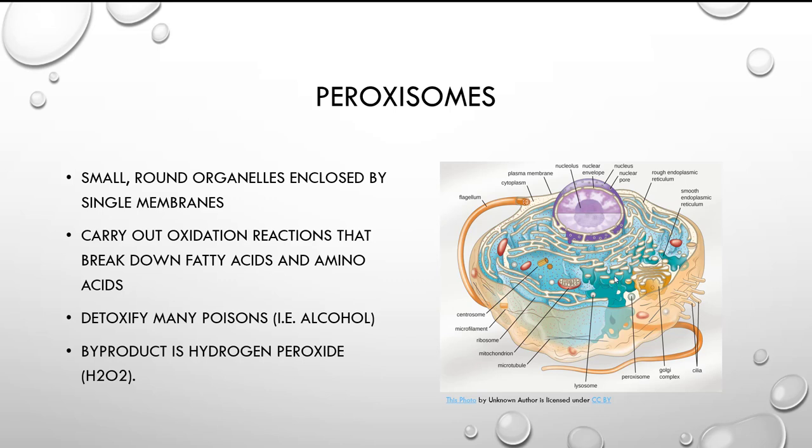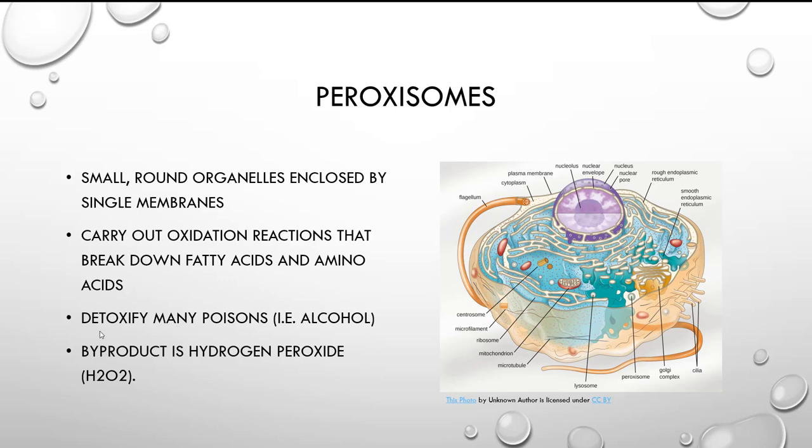So these peroxisomes can help break big things down into smaller components. So they can break down things into smaller components like the fatty acids and the amino acids, so that you can just use individual amino acids to build other proteins from them.